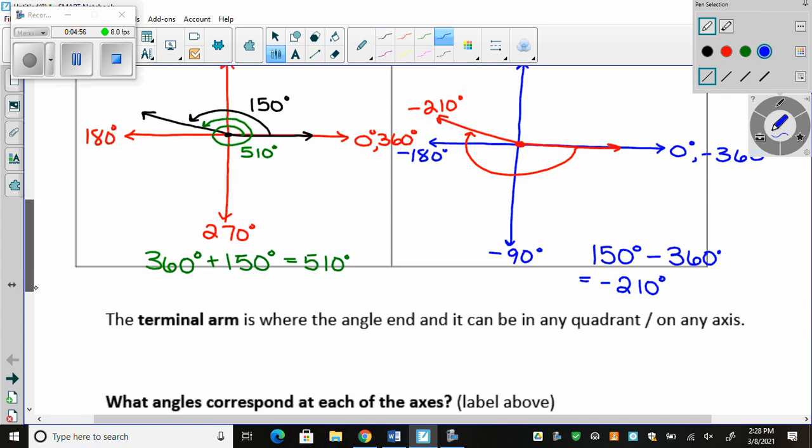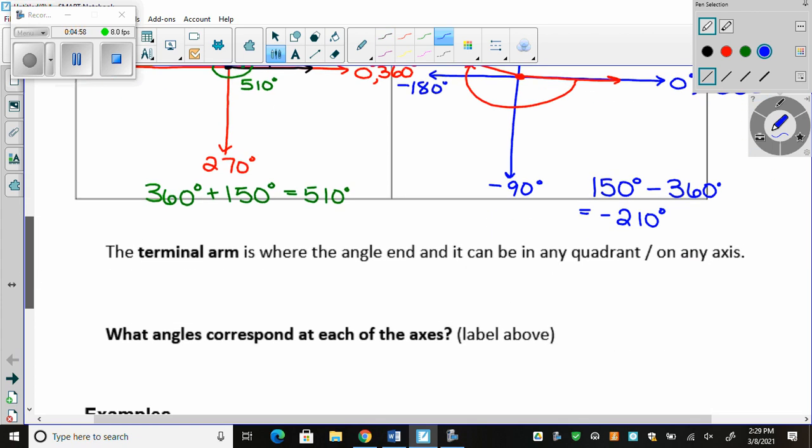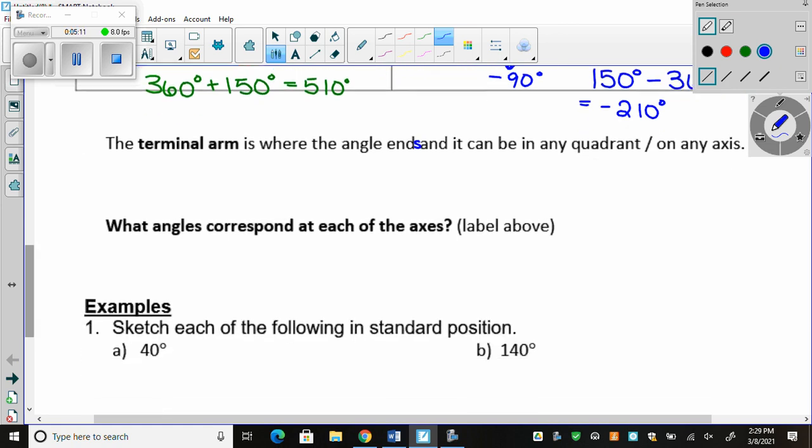All right, the terminal arm is where the angle ends, and it can be in any quadrant or on any axis. So, because 90 is on an axis, 180 is on an axis, it could land on there too. What angle corresponds to each of the axes? Well, if it's a positive rotation, we could have 0, 90, 180, 270, 360.